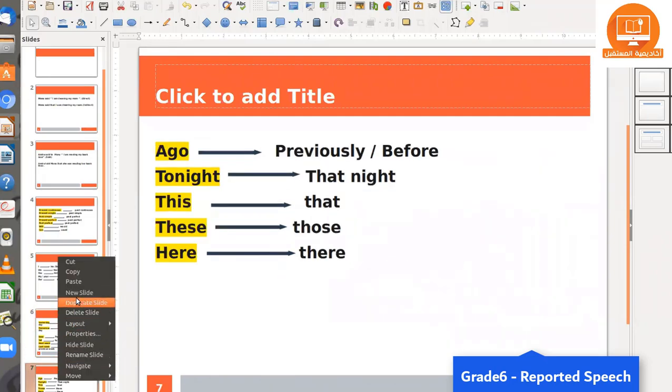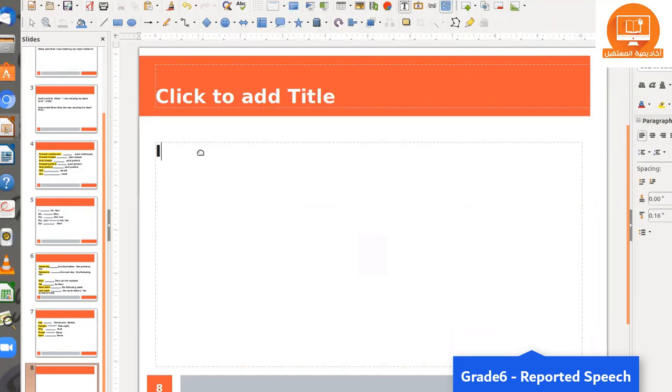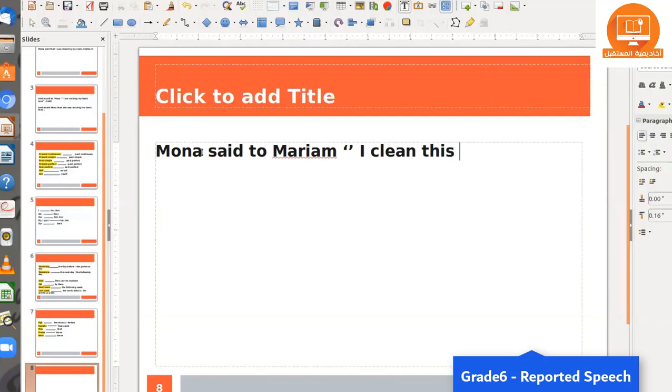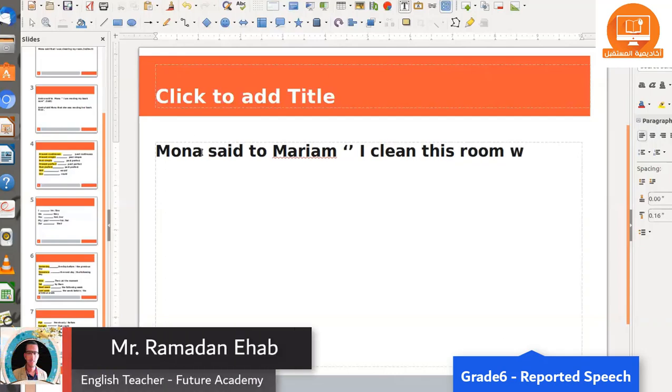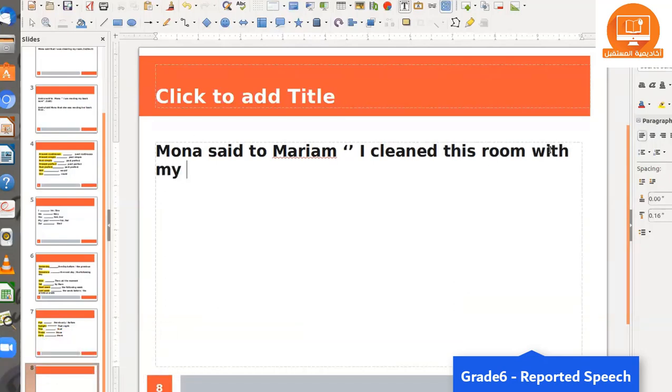That's how I can change. For example, Mona said to Mariam, "I cleaned this room with my sister yesterday." And he said, told. So, what is the first step?